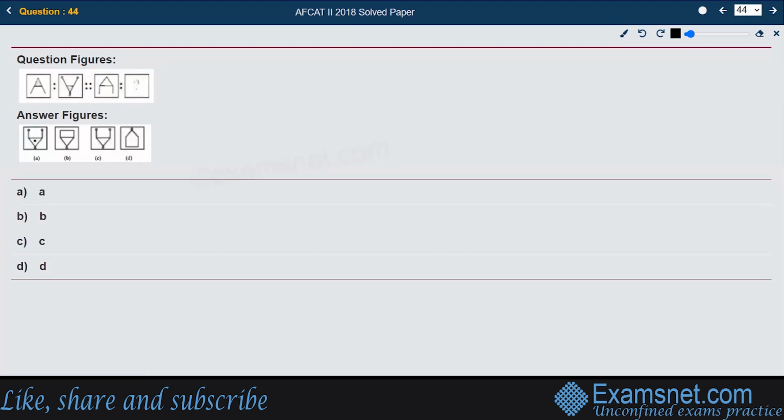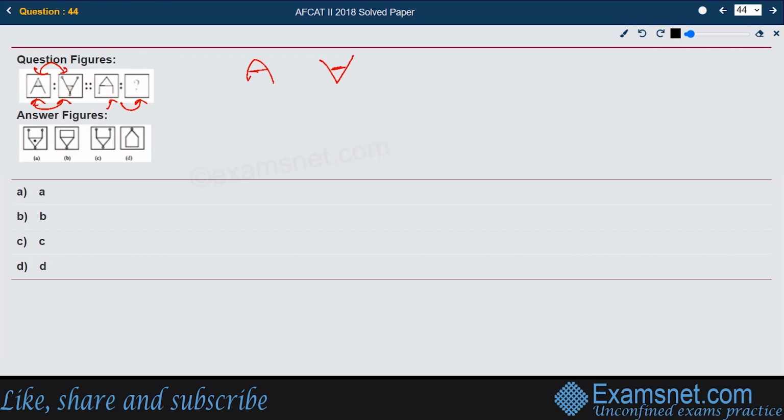Now let's have figure 44. What all is happening? We need to see the pattern. Whatever is happening from the first figure to the second figure, the same should be happening between the third and fourth. So what is happening between the first and second figure? See, this is a shaped figure, and from the first to the second it has been a water image of that. It has been just shifted down. It was like this, and then it has been just shifted like this. So we can say this is a water image.